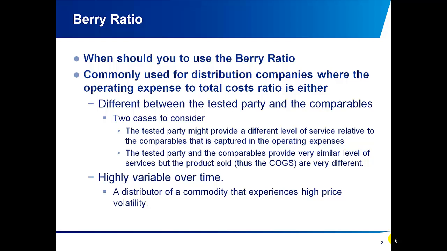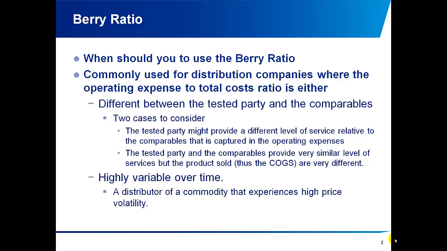If it's different between the tested parties and the comparables, we want to think about two different possible scenarios that might be causing that. The first is that the tested party might be providing a different level of service relative to the comparables that is being captured in the operating expenses. Say this whole sales process might be a very intensive effort where you're educating the consumer about the product, in which case your operating expenses might be much higher relative to your COGS than might occur for another provider.